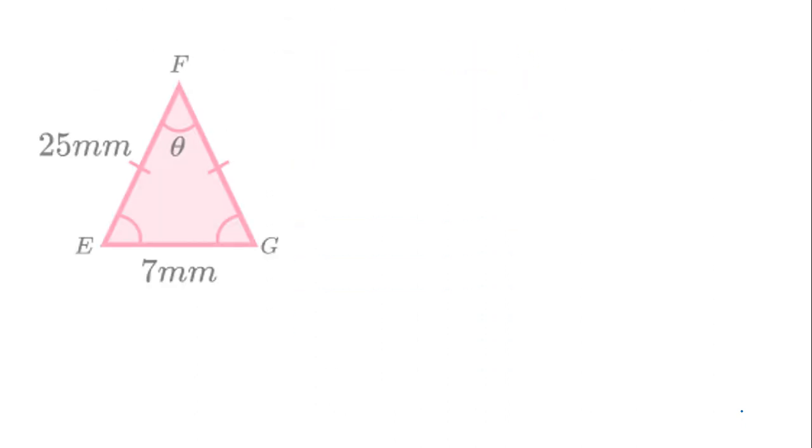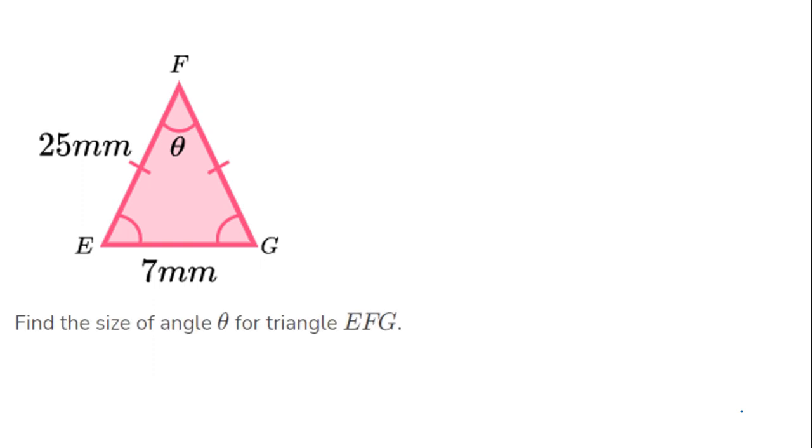So today's question is, this is a triangle FEG, and as you can see, FE is 25 millimeters, EG is 7 millimeters, and up there is a little circle that is referred to as theta, or the angle. The question says, find the size of angle theta for triangle EFG. Write your answer to two decimal places.